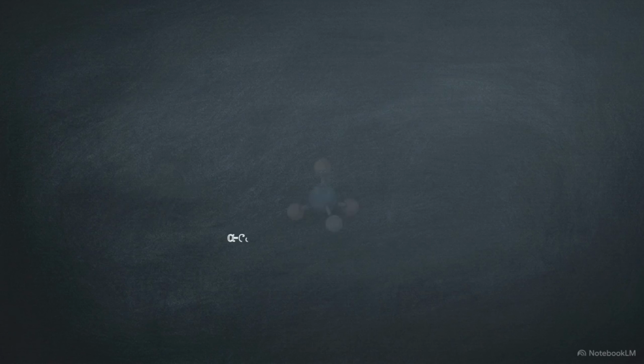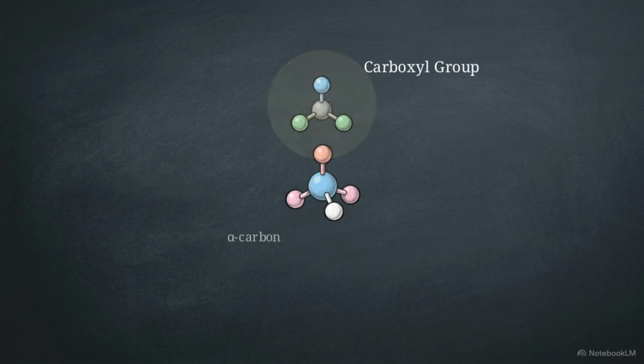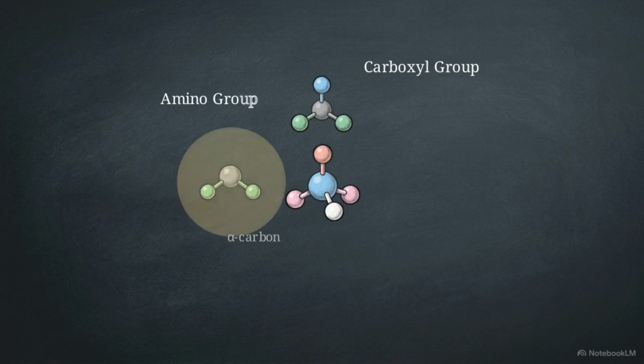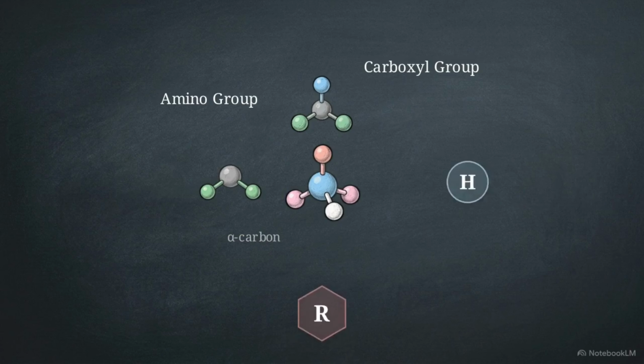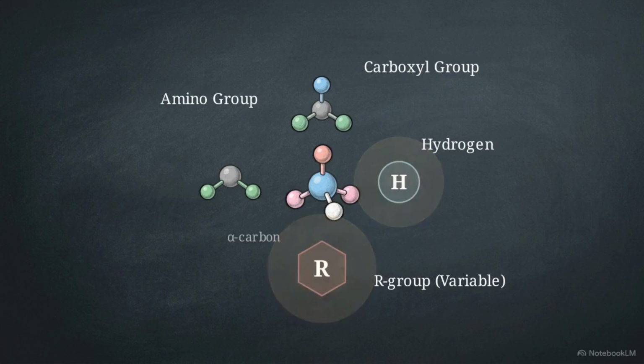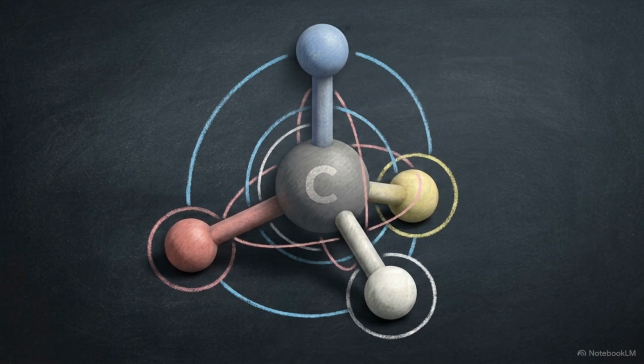We begin the structural derivation by isolating the center of the molecule, a central alpha carbon atom. To this central carbon, we attach a carboxyl group. Next, we add an amino group. We complete the baseline structure by filling the final two bonds with a hydrogen atom and a variable placeholder, the R group. The electron orbitals around this alpha carbon force these four distinct groups into a tetrahedral configuration.